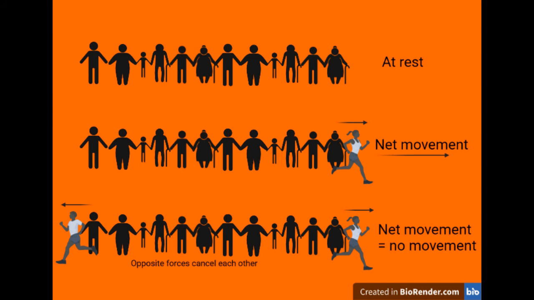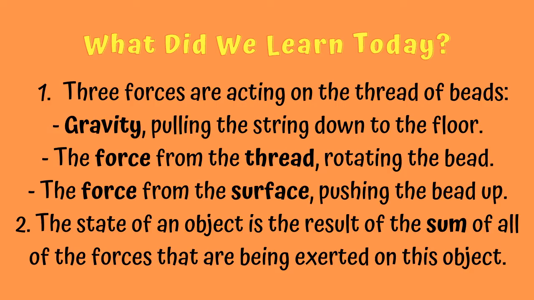So the state of an object is the result of the sum of all of the forces that are being exerted on this object. If these forces cancel each other, then the object is at rest. And if they don't, then the net force being exerted will be the one leading the movement.